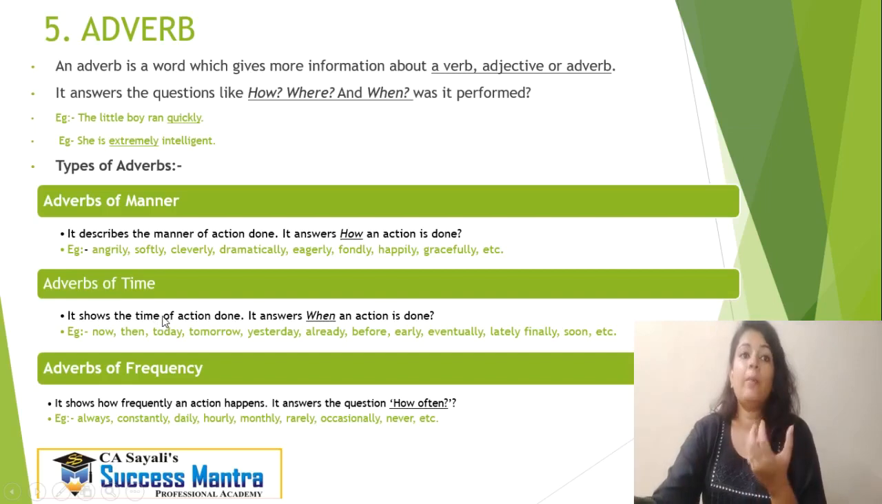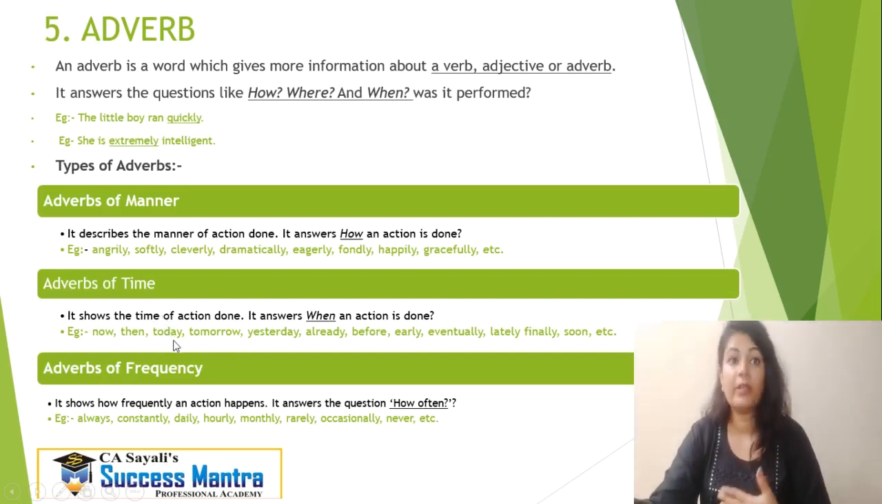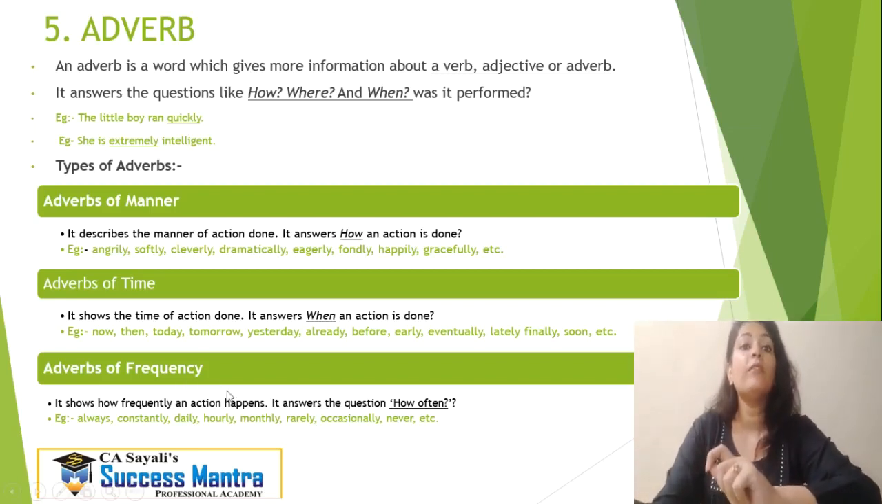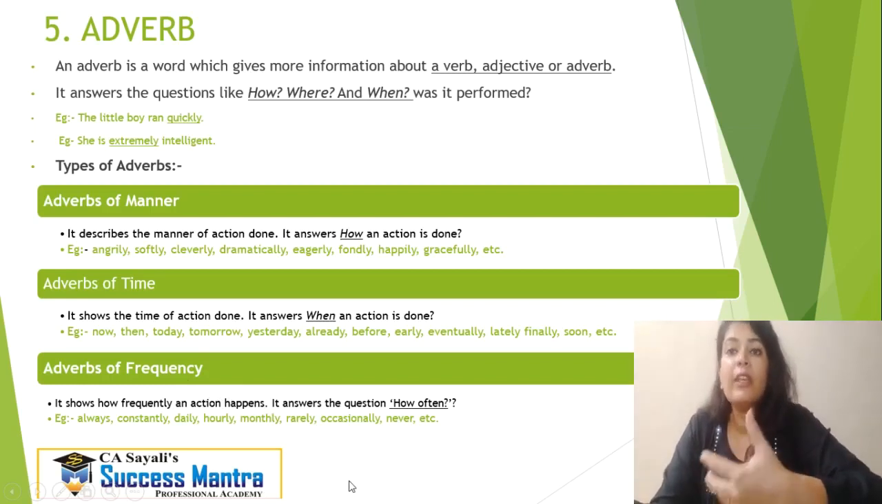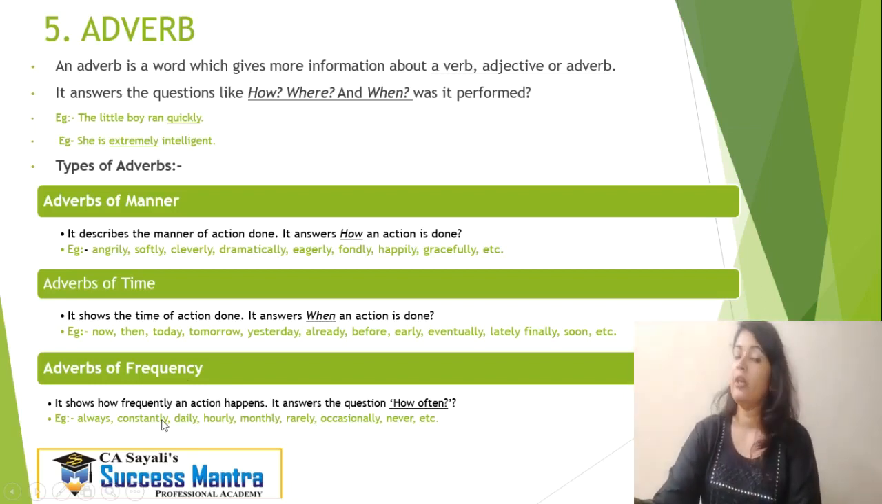When a particular action has taken place, whether it has taken place today, whether it will take place tomorrow, whether it took place yesterday. Already, before, early, eventually, lately, finally, soon, ये जो सारी चीज़ें हैं, these are examples of adverbs of time. And the next type of adverb is called adverb of frequency. इसका मतलब है that how frequently a particular action happens. It answers the question how often does it happen. तो examples है इसके कुछ words such as always, constantly, daily, hourly, monthly, rarely, occasionally. These are all examples of adverbs of frequency.